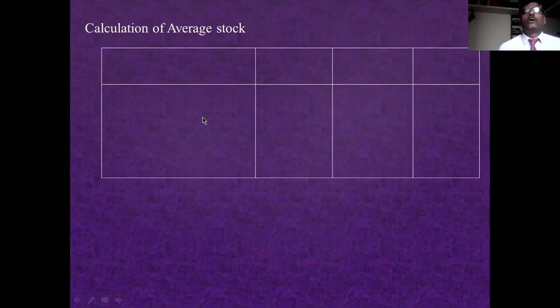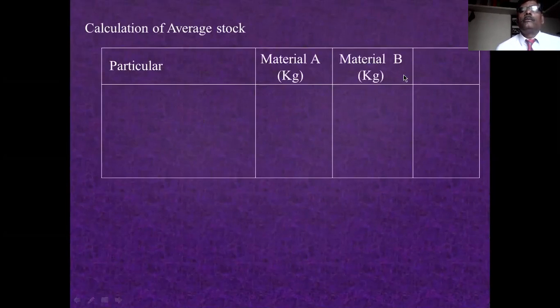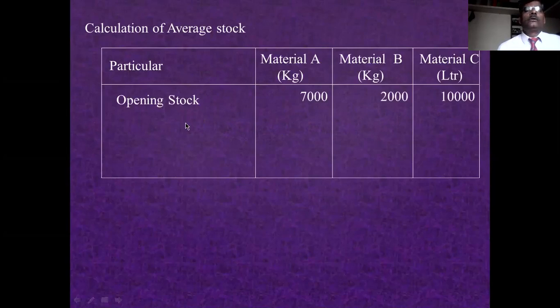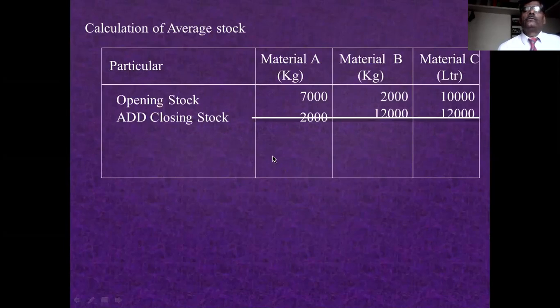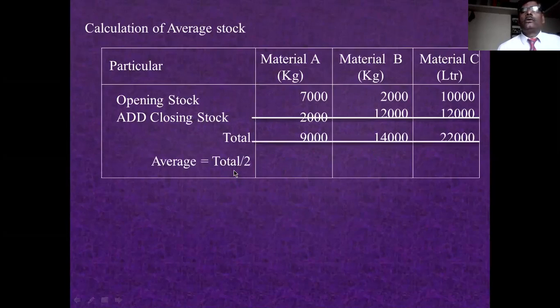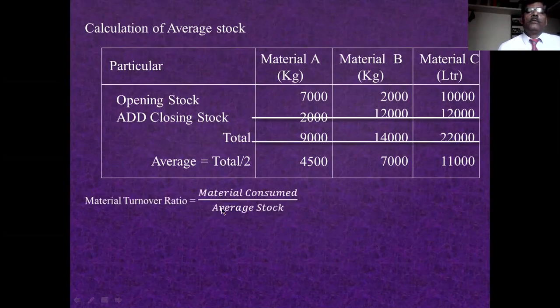Then calculation of average stock. Average stock is equal to opening stock plus closing stock divided by 2. For A, B, C, opening stock 7,000, 2,000, 10,000. Closing stock add 2,000, 12,000, 12,000. You add these two and total is 9,000, 14,000, 22,000. Then average stock is equal to total divided by 2. 9,000 divided by 2 is equal to 4,500. 14,000 divided by 2 is equal to 7,000. 22,000 divided by 2 is equal to 11,000. Clear?